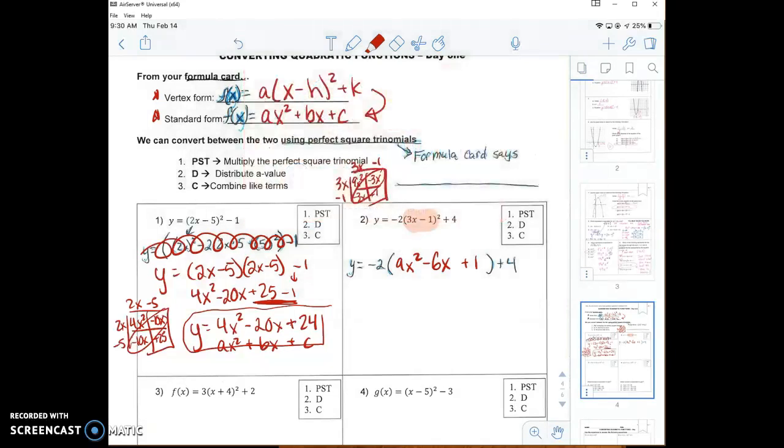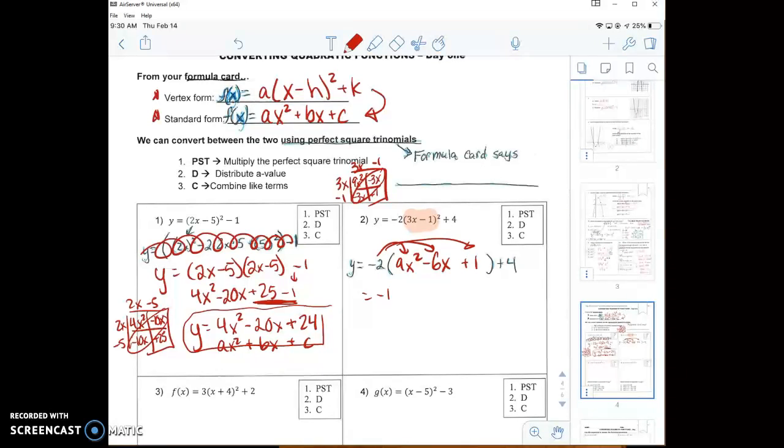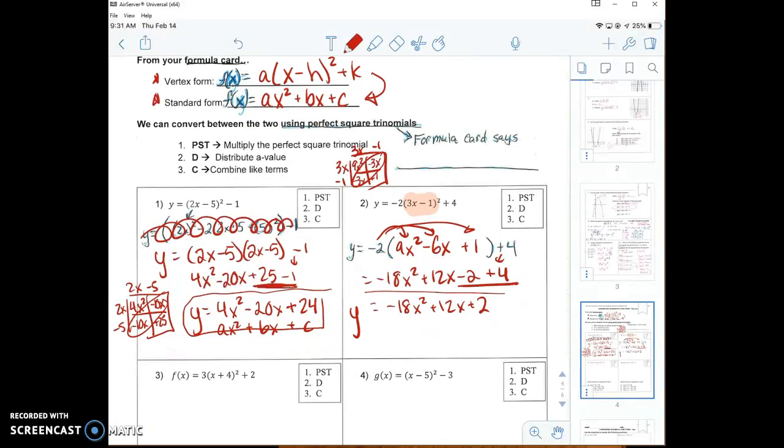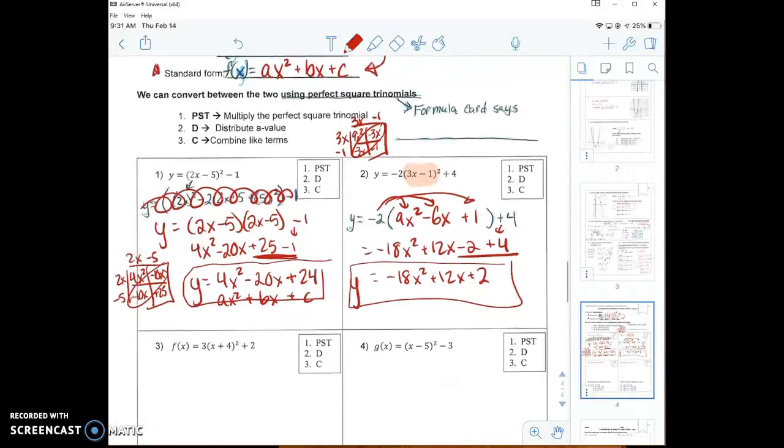Notice that I carried down this negative 2 because it is distributed to everything inside. So I'm going to distribute the negative 2 to everything in the parentheses. Y equals negative 18x squared plus 12x minus 2 plus 4. Carry down my plus 4. And last I combine my like terms. Negative 18x squared plus 12x, negative 2 plus 4 is positive 2. Y equals negative 18x squared plus 12x plus 2.